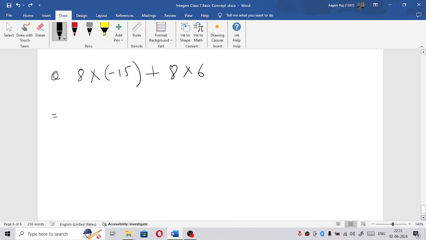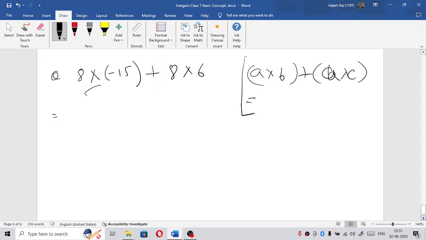Okay, so using the same properties, let's solve this question. Here the question is 8 into minus 15 plus 8 into c. We can see that this is having the same property, the distributive law of multiplication over addition. So if we see 8 into minus 15, 8 is in the place of a. So a into b plus a into c.